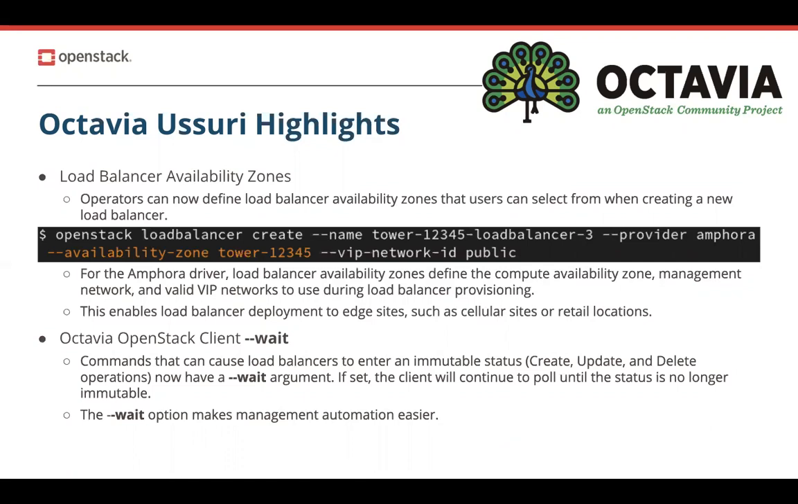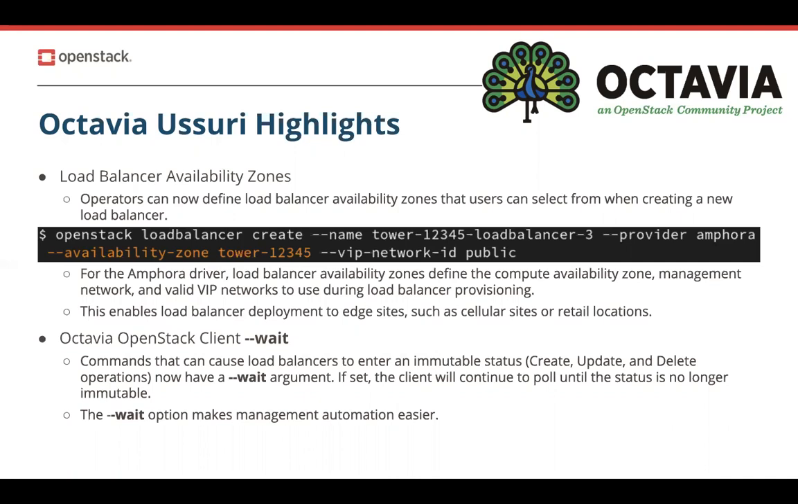And so then once that AZ is defined by the operator, end users can specify that at load balancer creation time and Octavia takes it from there and deploys the load balancer in that area. Really handy for things like cellular site deployments, retail locations was one of the use cases we've heard in the past. So fairly exciting feature.